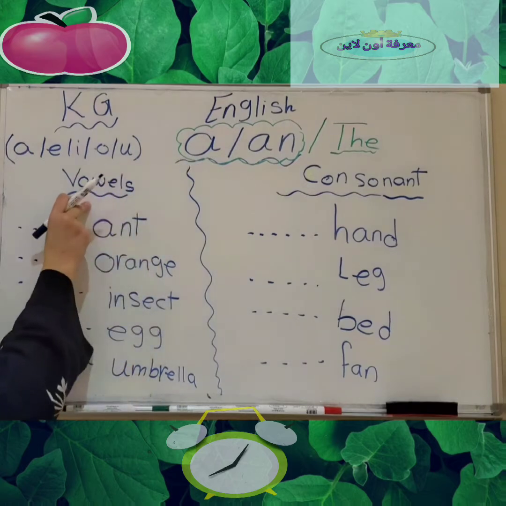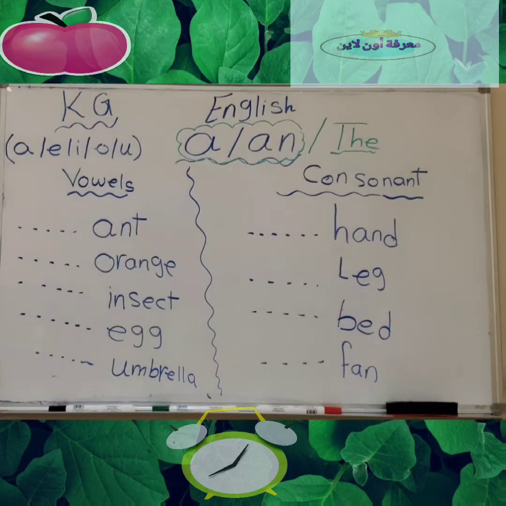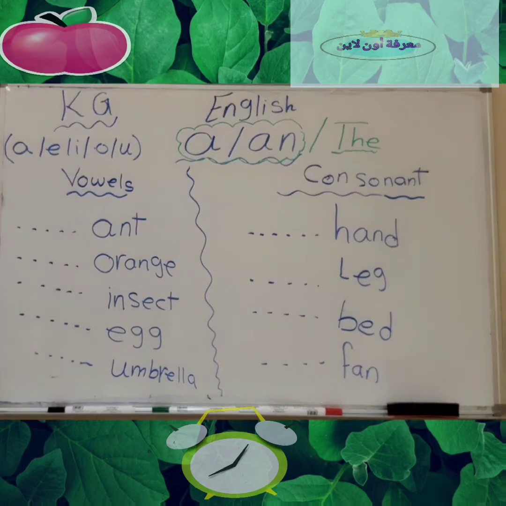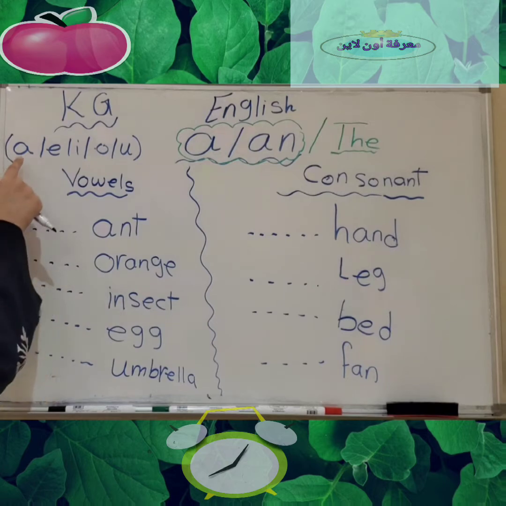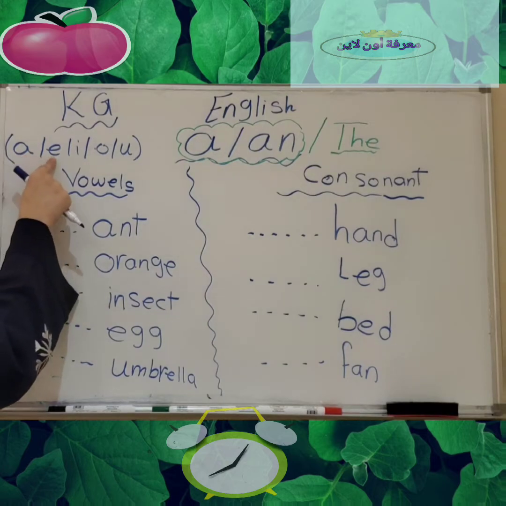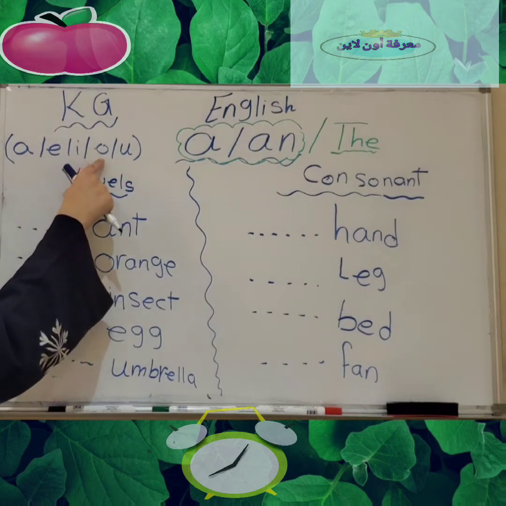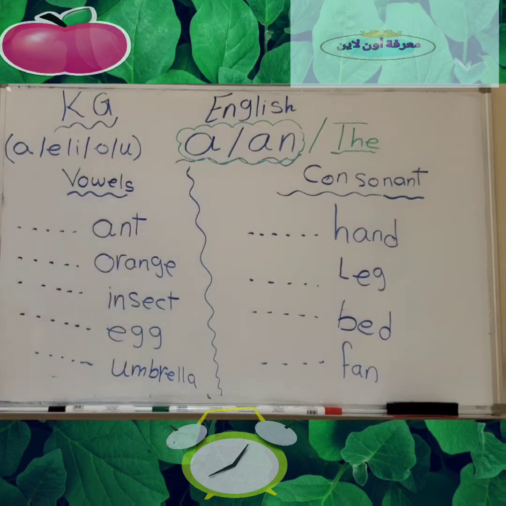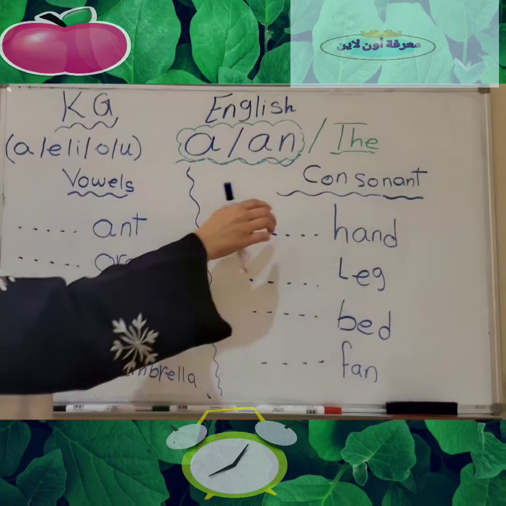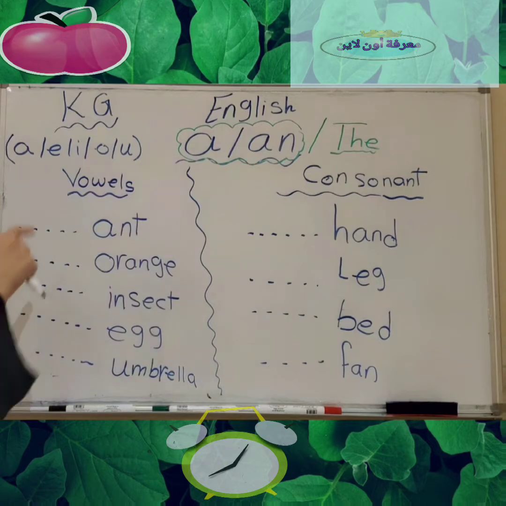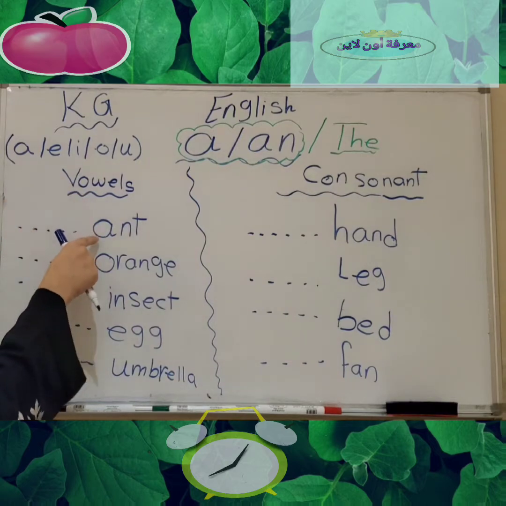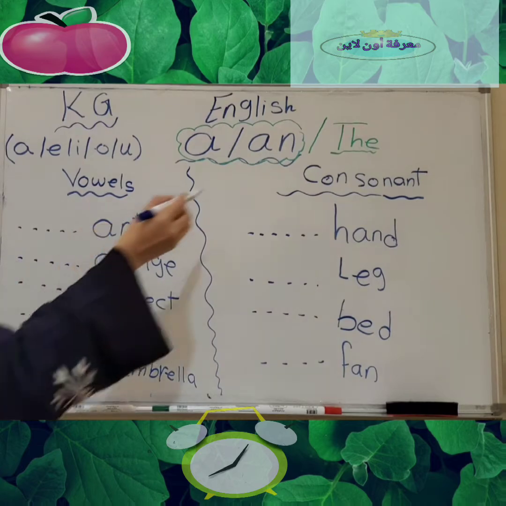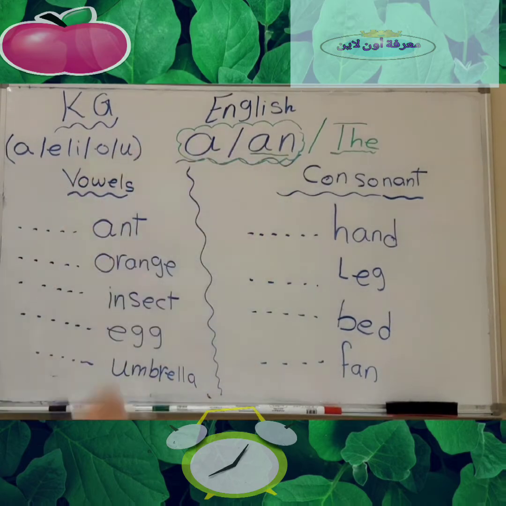We studied the vowels. Who remembers what we said about the vowels? We have 5 vowels. What are these 5 vowels? These are A, E, I, O, and U. All other letters are called consonants. Okay? Let's see. If the word starts with a vowel, we must use an article.